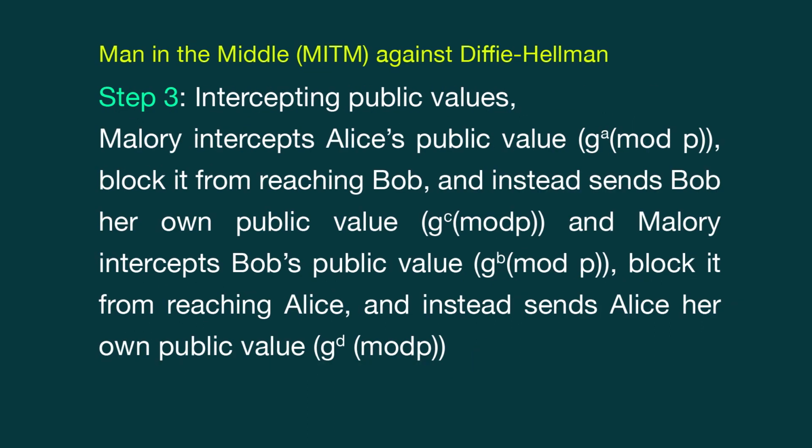Step 3, intercepting public values. Mallory intercepts Alice's public value G raised to A mod P, blocks it from reaching Bob, and instead sends Bob her own public value G raised to C mod P. And Mallory intercepts Bob's public value G raised to B mod P, blocks it from reaching Alice, and instead sends Alice her own public value G raised to D mod P.